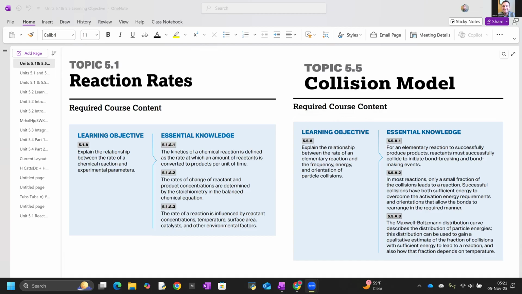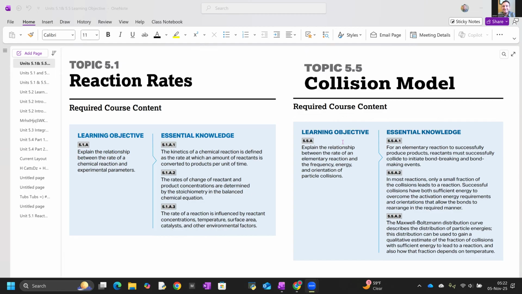Here we're going to look at 5.1.8.3, and we're going to look at the rate of a reaction and how that is influenced by reactant concentrations, temperature, surface area, catalysts, and other environmental factors. But in doing that, we're going to also look at topic 5.5, the collision model, because we really can't separate this idea from the collision model. Because as we look at concentrations, temperature, surface area, and catalysts, we have to explain those in terms of collisions.